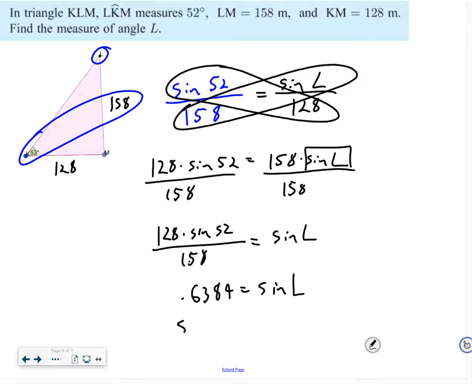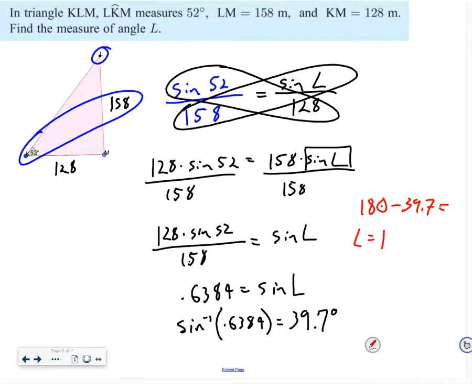So to find my angle, I have to use my inverse sine of 0.6384. So inverse sine of that answer, and I'm going to get 39.7 degrees. Well, my second option is if I do 180 minus 39.7, and I get another potential answer for angle L equal to 140.3 degrees. But wait, I already know one other angle.